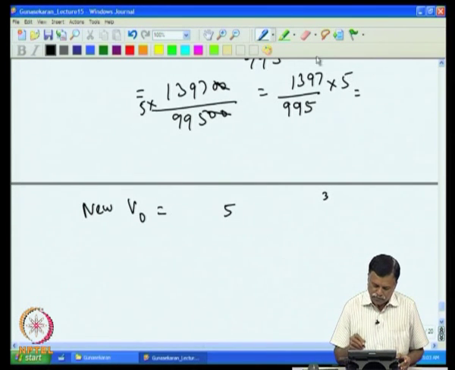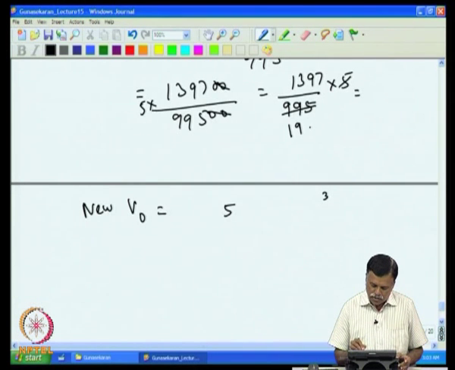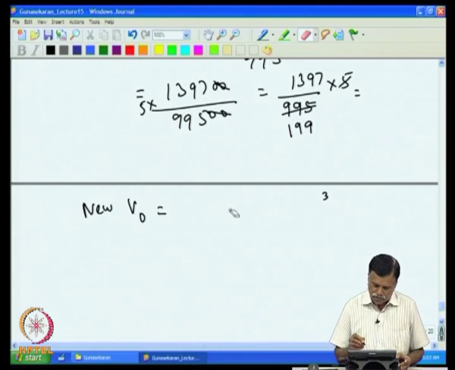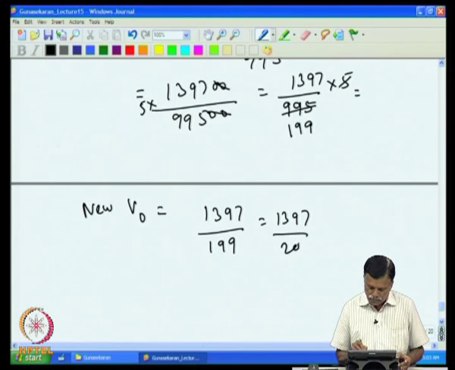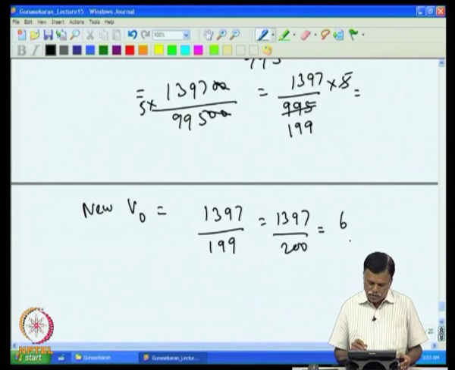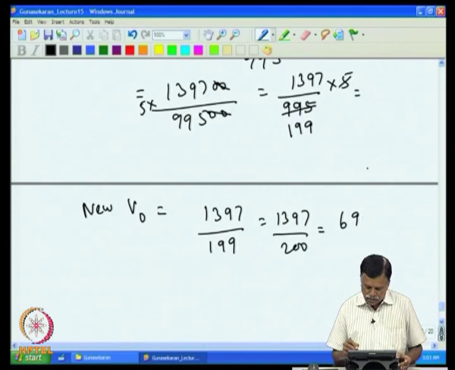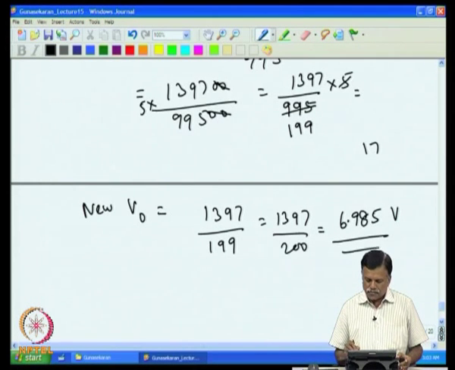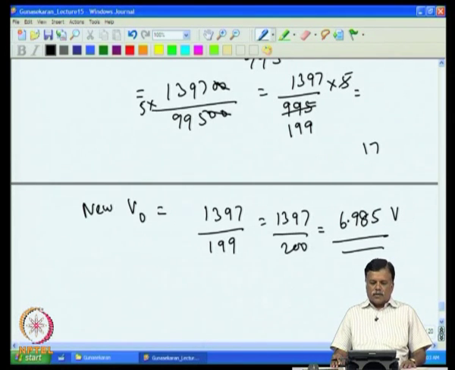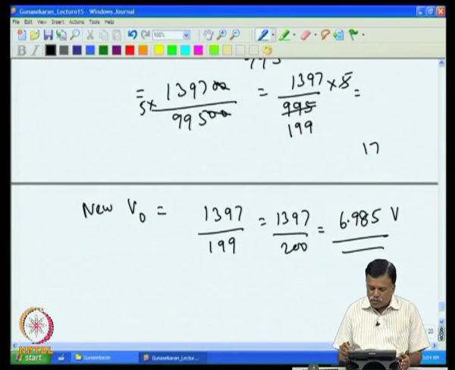I can simplify here itself. I will remove this 5, actually it comes 139.7 divided by 19.9. So I will remove this here, it will become simple now. That actually becomes 1397 divided by 199. If for simplicity I make this as 200, then it becomes 6.985 volts. The new voltage actually had become 6.985 instead of 7 volt. So the output voltage had reduced.